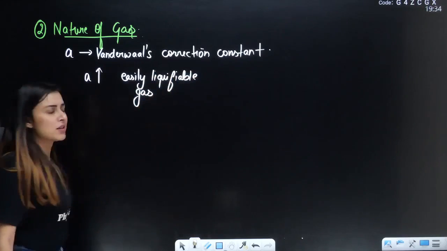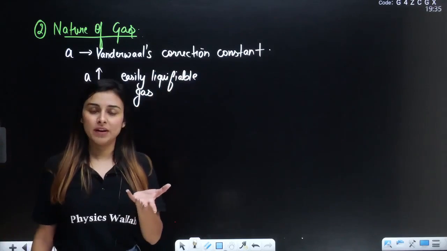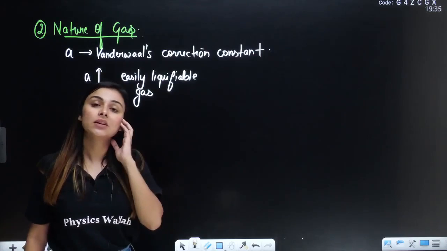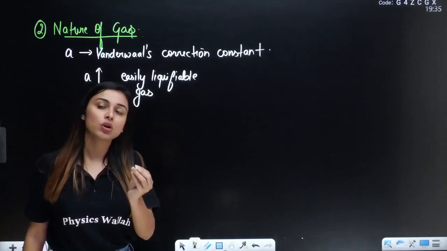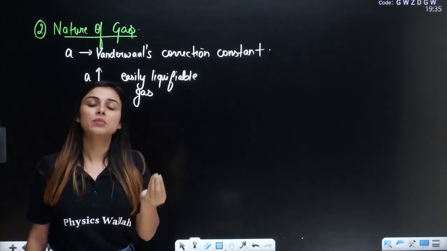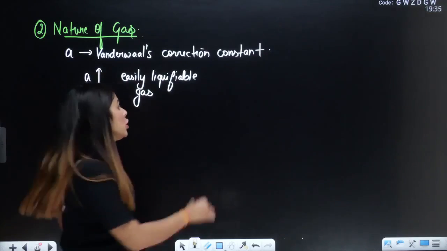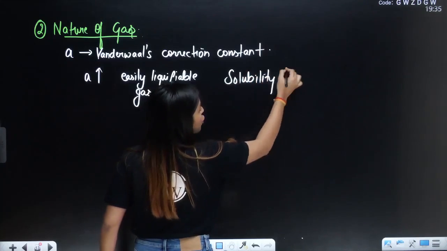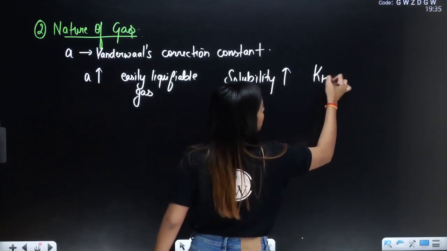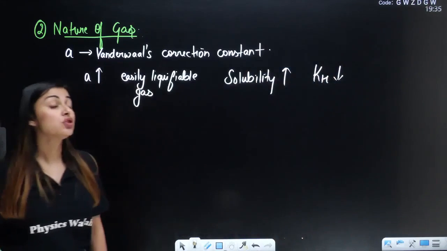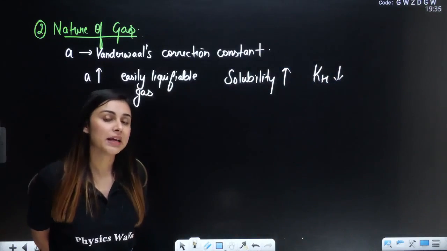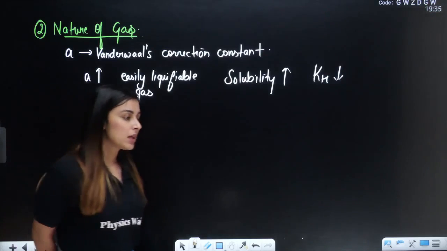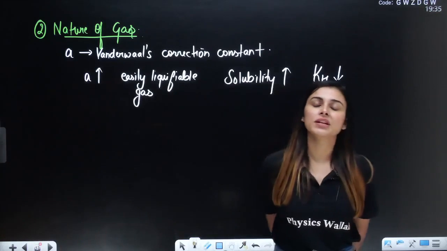Now, my dear students, imagine if a gas is more liquefiable, it means that the gas can be dissolved in a liquid, or the gas is easily converted into a liquid. So the more the A value, the more easily the gas can be liquefied. The more will be the solubility. And if the solubility is more, then the Henry's constant will be less. So this is how you generally compare the KH values and the solubilities of different gases.